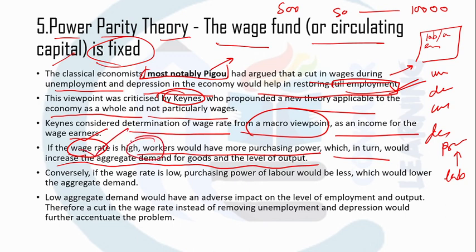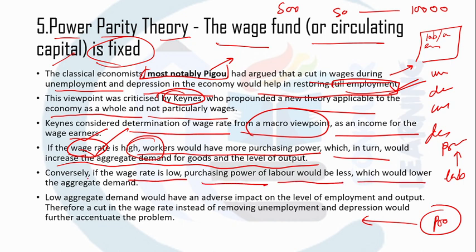So when the wage rates are high, workers would have more purchasing power to purchase the product. If the product is having more demand between the people, it would be requiring more people to work, more production is required, as a result more employment would be there. Conversely, if the wage rate is low, purchasing power of labor would be less, which would lower the aggregate demand. I will explain you in this simple term.